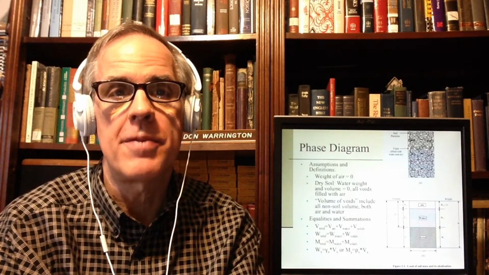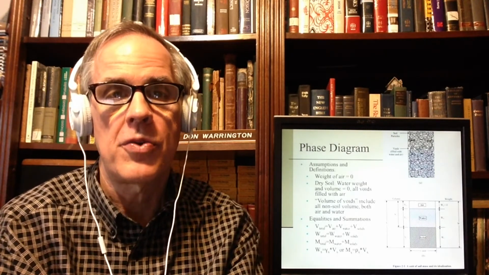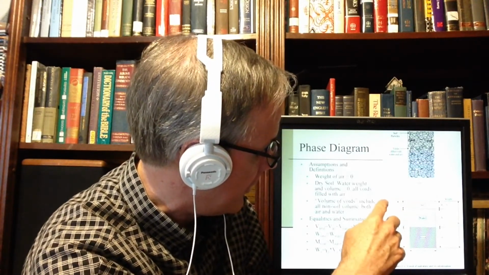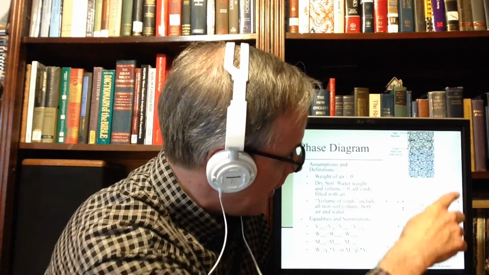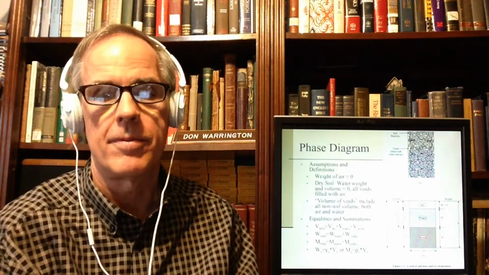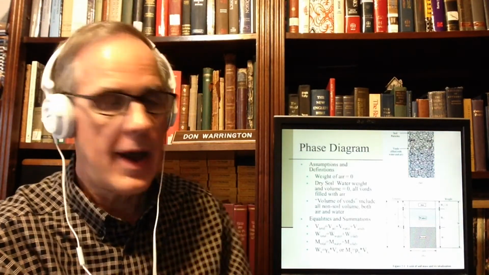And we could, in principle, use these equalities. You see on the phase diagram, on this side is the volume. We have the volume of the solids, the volume of the water, and the volume of the air, and the sum of the water and air is the volume of the voids, and the sum of all these is the total volume. On the other side, we have the weight of the solids, the weight of the water, and the weight of the air, which is assumed to be zero. And the sum of those is the total weight, which is why these two equations don't have an air component to them.